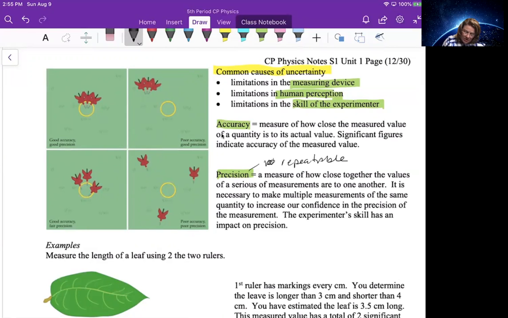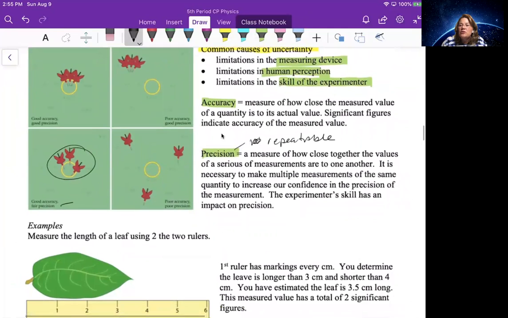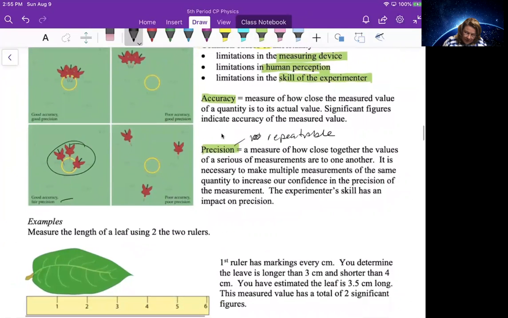So even though these right here may be accurate, it doesn't have the greatest precision, okay? Not quite as good as the one above it, all right? So those are the differences.